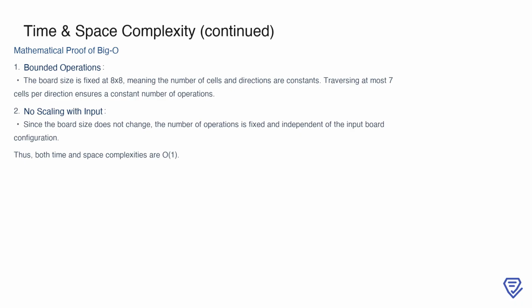Finally, a mathematical proof of the big O complexity solidifies our conclusions. The board size is fixed at 8 × 8, meaning the number of cells and directions is constant. For each direction, traversing up to 7 cells involves a predictable and bounded number of operations. Furthermore, the input board configuration does not affect the function's behavior, as the board size itself is unchanging. Since both the number of directions and the traversal limits are constants, the function's operations do not scale with input size. As a result, both the time and space complexities remain O(1), underscoring the efficiency and scalability of this implementation.